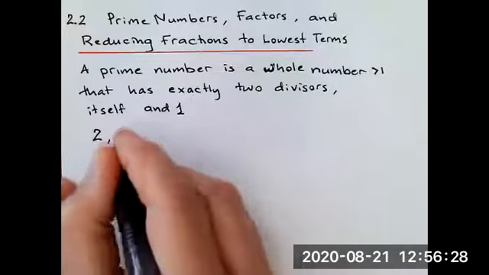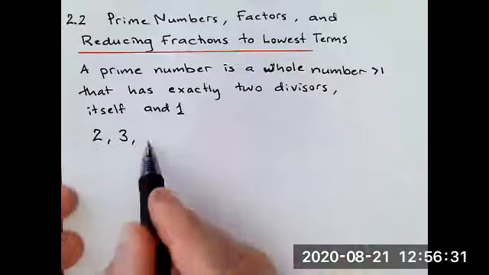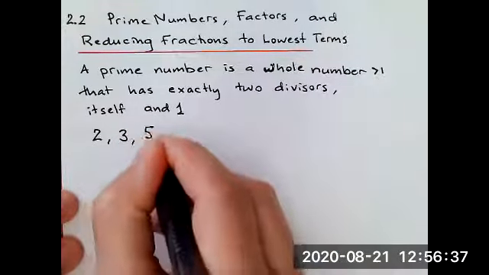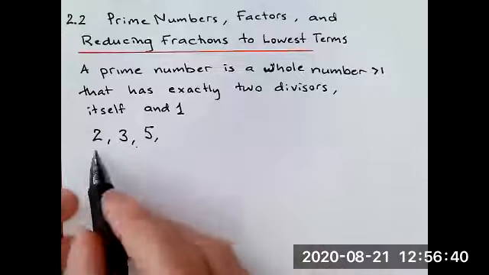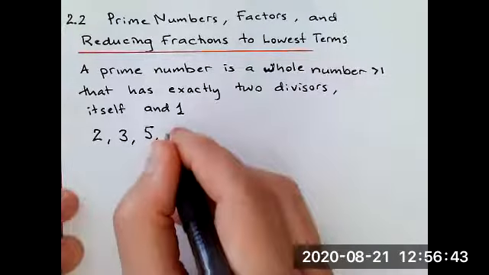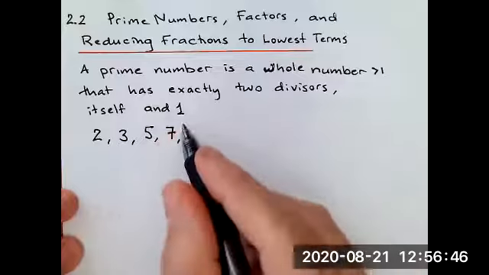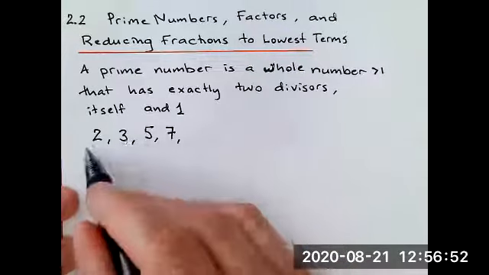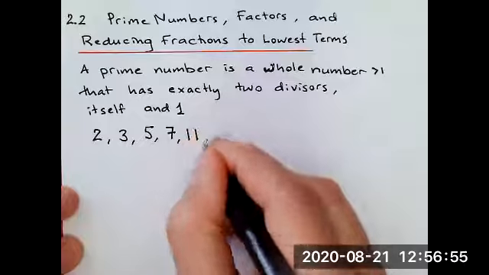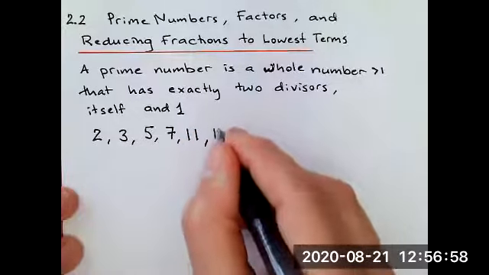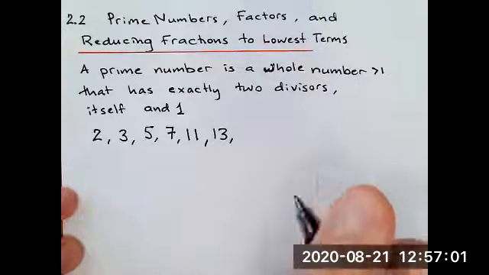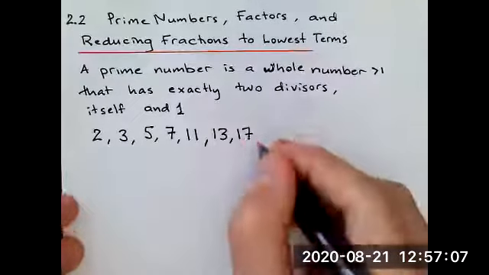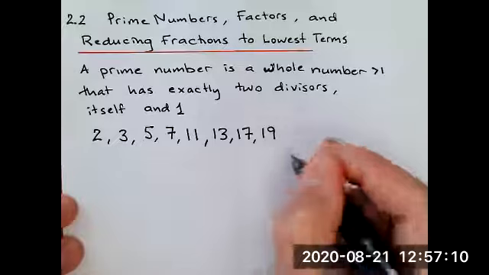2 is a prime number. 3 is a prime number. But 4 is not a prime number because 2 divides 4. 5 is a prime, but 6 is not because 2 goes into 6 and 3 goes into 6. 7 is a prime, but 8 is not. 9 is not. 10, 5 and 2 go into 10. 12 is not. 14, 15, 16 are not, but 17 is a prime. 18 is not, but 19 is a prime.